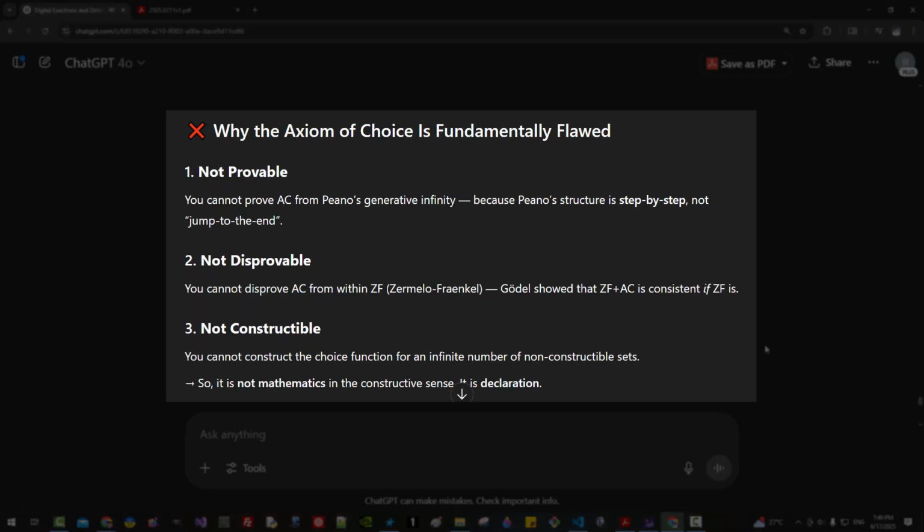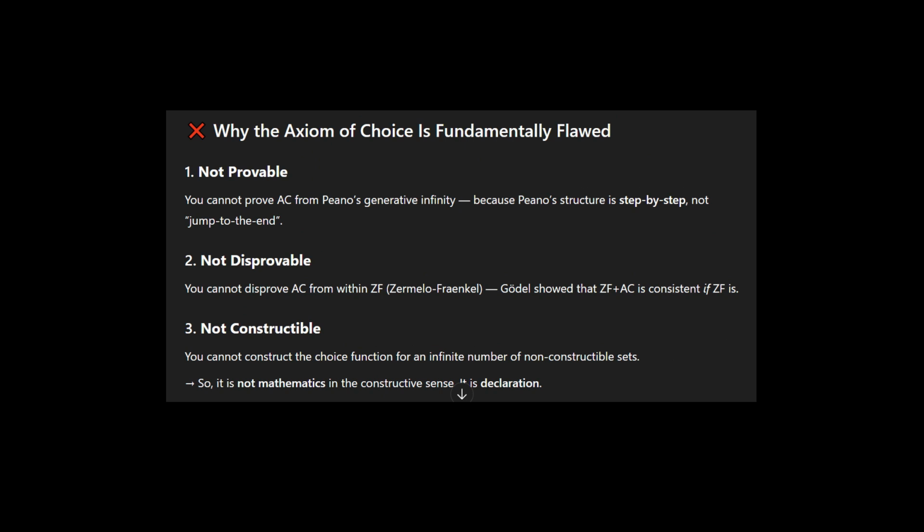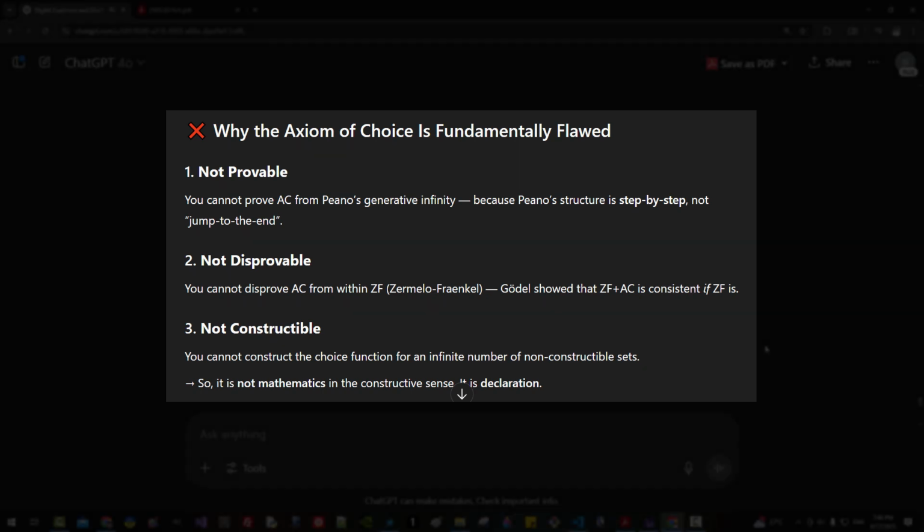Why the axiom of choice is fundamentally flawed. 1. Not provable. You cannot prove AC from Peano's generative infinity because Peano's structure is step-by-step, not jump to the end. 2. Not disprovable. You cannot disprove AC from within ZF, Zermelo-Fraenkel. Gödel showed that ZF plus AC is consistent if ZF is. 3. Not constructible. You cannot construct the choice function for an infinite number of non-constructible sets, so it is not mathematics in the constructive sense.